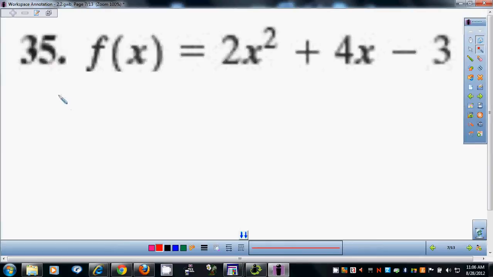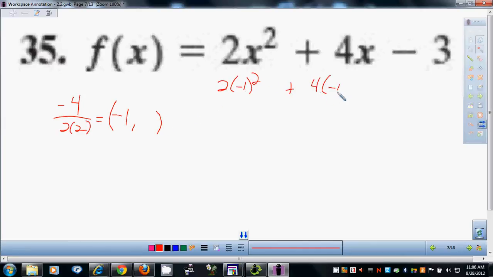Justice, how do I find my vertex? -b over 2a, which is what? -1, very good. Pierce, how do I find my y value? Plug it in. All right, so for my y value, plug it in. So that's 2 minus 4 minus 3, which is -5.